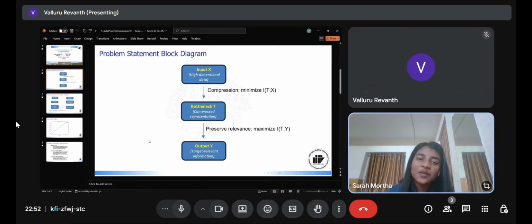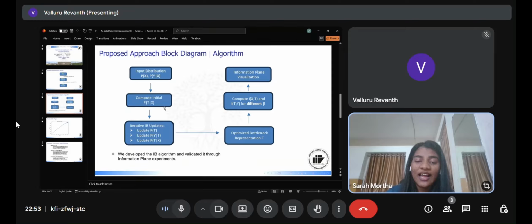Relevance preservation. But we don't want to lose meaningful information, so at the same time, we maximize the information between t and y. So, output y. Finally, the goal is that t helps us predict y effectively. So, overall, the information bottleneck method balances compression and relevance, compressing x while keeping only the parts that matter for predicting y. Now we move on to slide 2, the proposed approach block diagram.